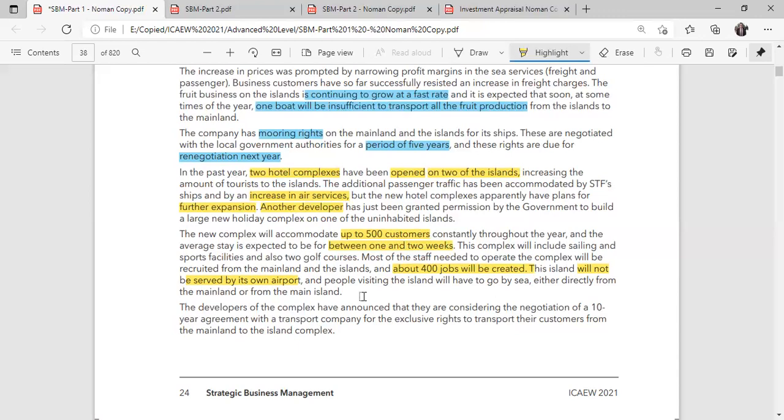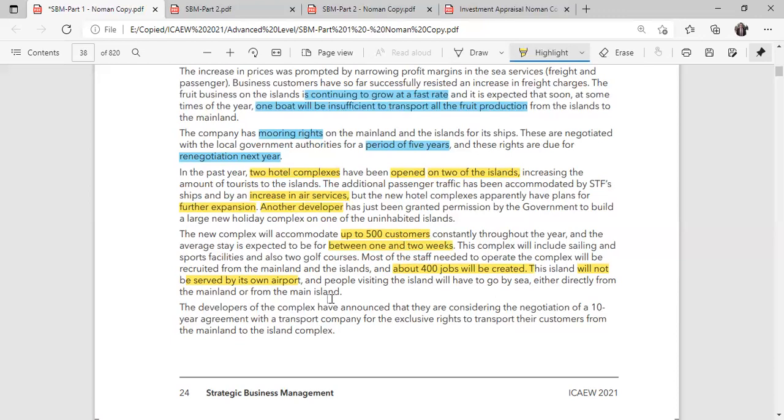Your rights are due for renegotiation next year. So definitely you should renegotiate on good terms to get good profit, good margin. So everything will be in favor of STF. And people visiting the island will have to go by sea, either directly from the mainland or from the main island.